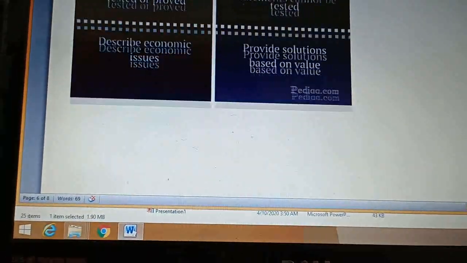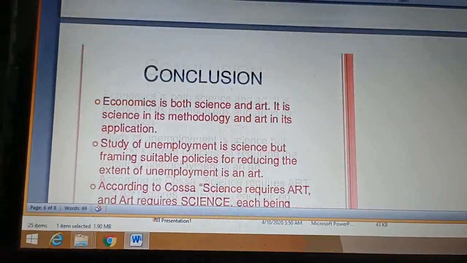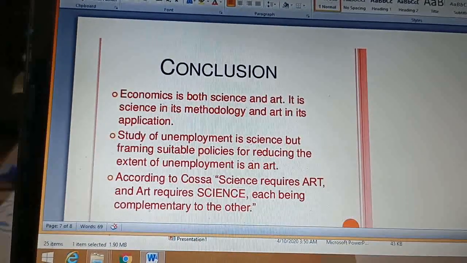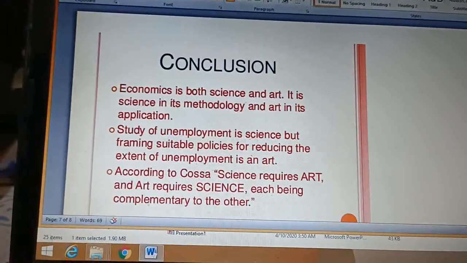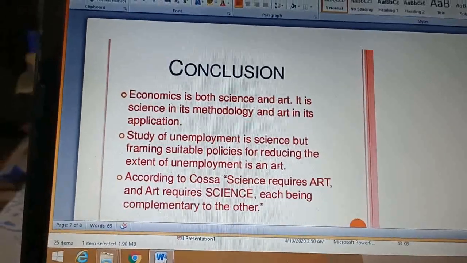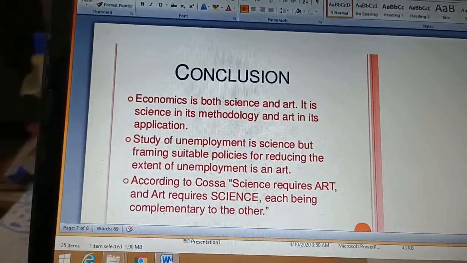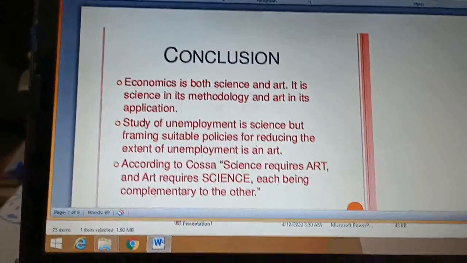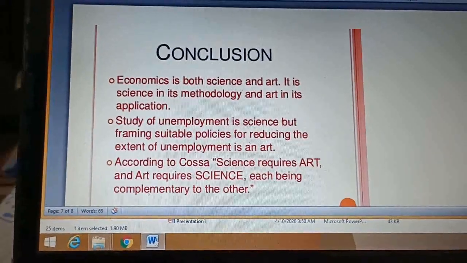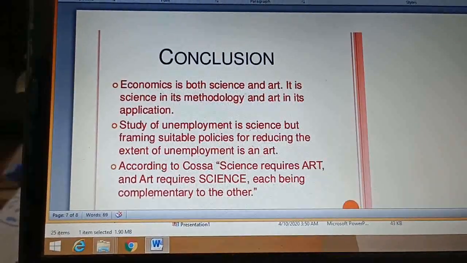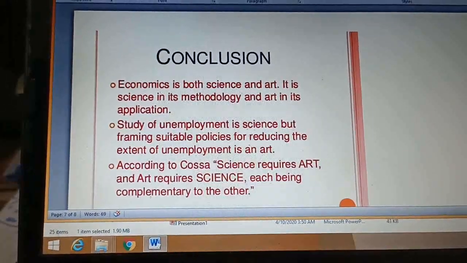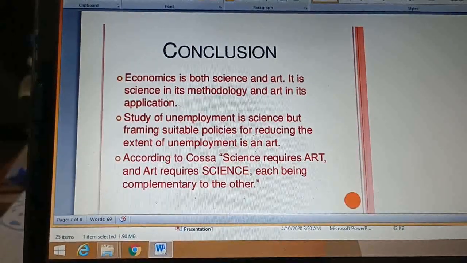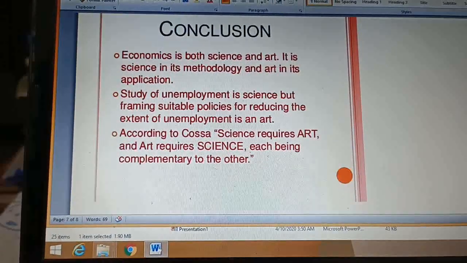So we can conclude that economics is both a science as well as an art. It is a science in its methodology and an art in its application. The study of unemployment is science, but framing stable policies for reducing the extent of unemployment is an art. How much employment is there in the economy? That is positive science. And how to solve it, how to remove unemployment, that is an art. So according to Cossa, science requires art and art requires science, each being complementary to the other.